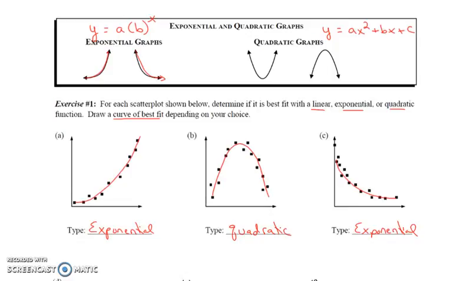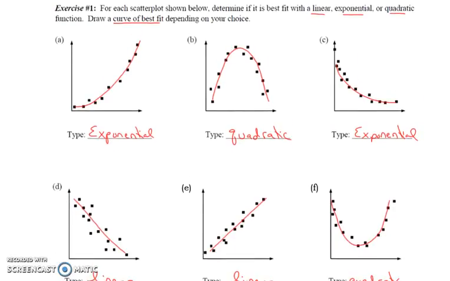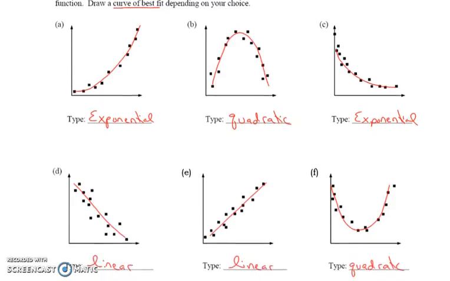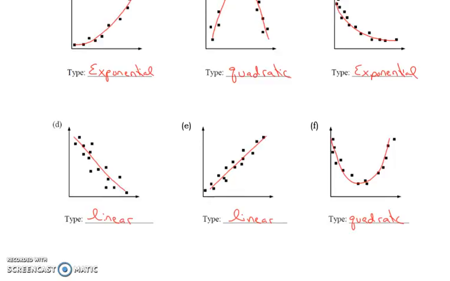Okay, so in exercise 1, for choice B, we have a quadratic scatter plot. For C, we have exponential. D was linear, E was linear, and F was quadratic. And notice that the curves I drew in did not fit the points exactly. They were just curves that best fit many of the data points.